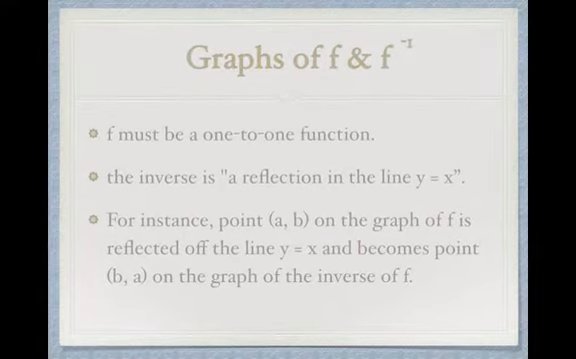Graphs of f and the inverse of f. f must be a one-to-one function. The inverse is a reflection in the line y equals x. For instance, point (a, b) on the graph of f is reflected off the line y equals x and becomes point (b, a) on the graph of the inverse of f.